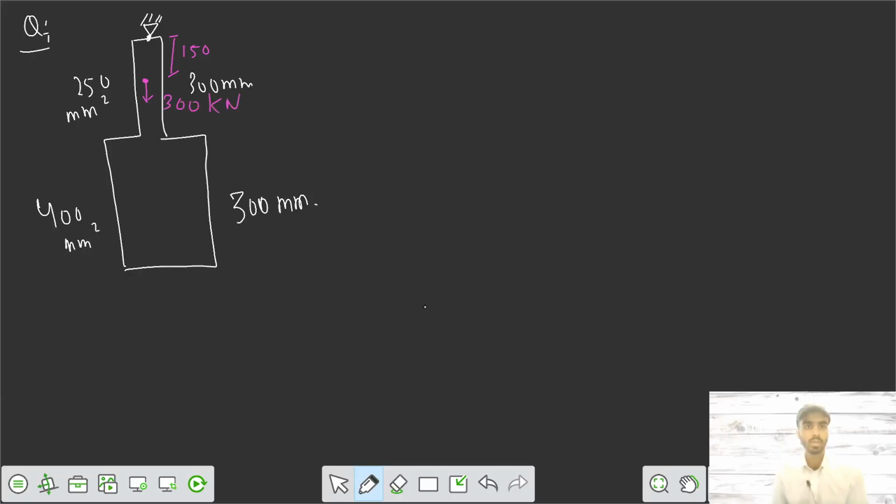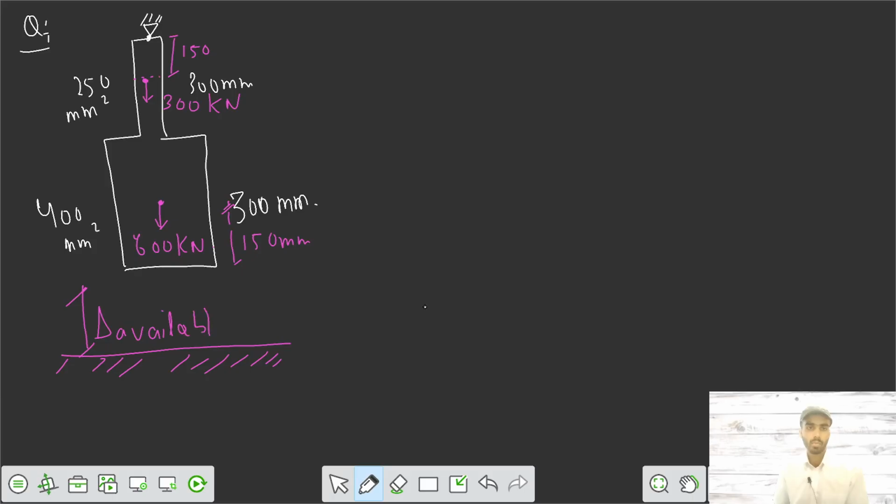300 kilonewton. And similarly, in the next bar, at a distance of 150 mm, your force is how much? 100 kilonewton. But there is also one thing here. Here is, let's say, the ground or anything. So this one is available. This part is delta available.